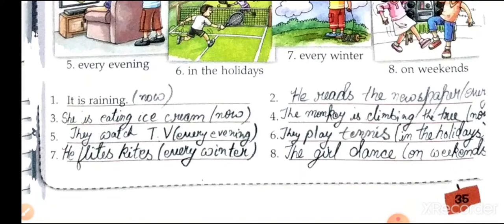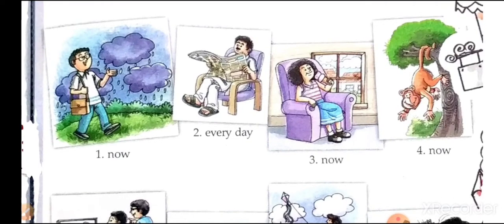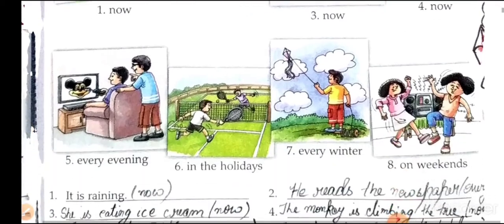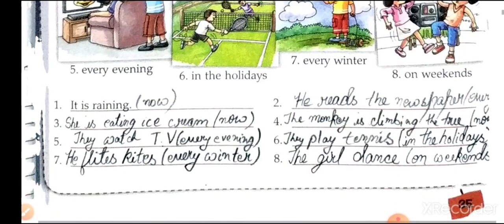1, it is raining now. 2, he reads the newspaper. 3, she is eating ice cream. 4, the monkey is climbing the tree. And you can see in the picture. You have to write what the characters in the picture are doing exactly.